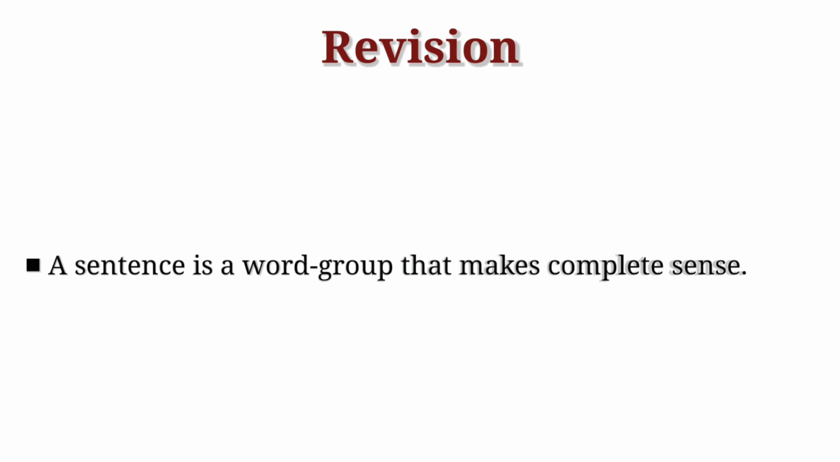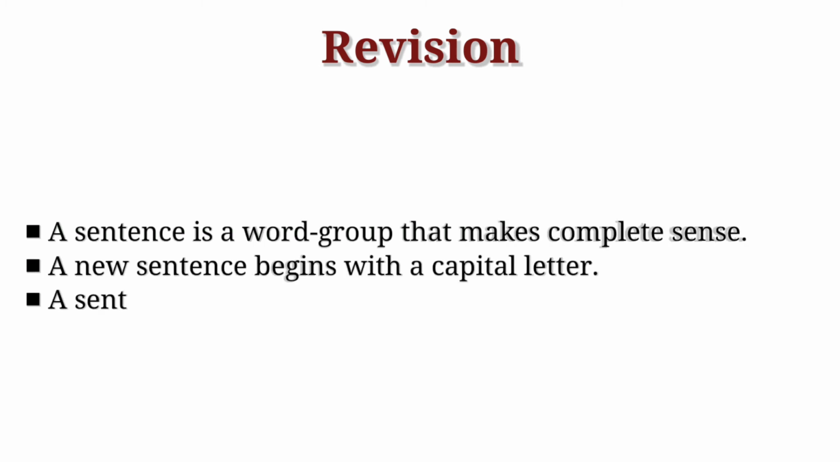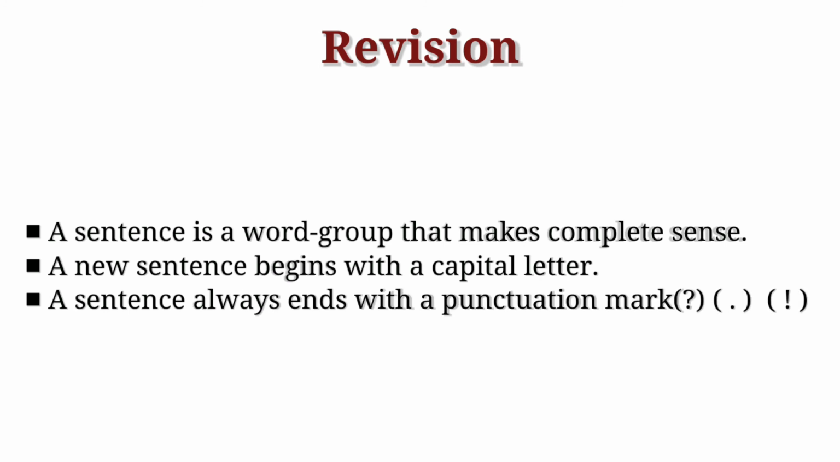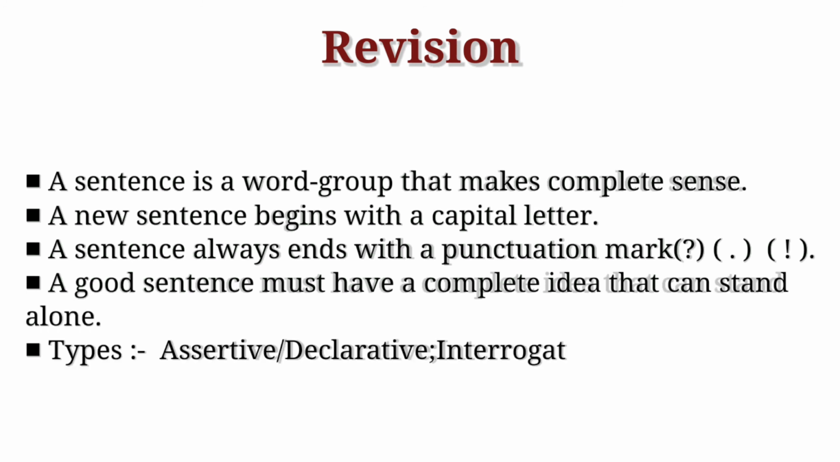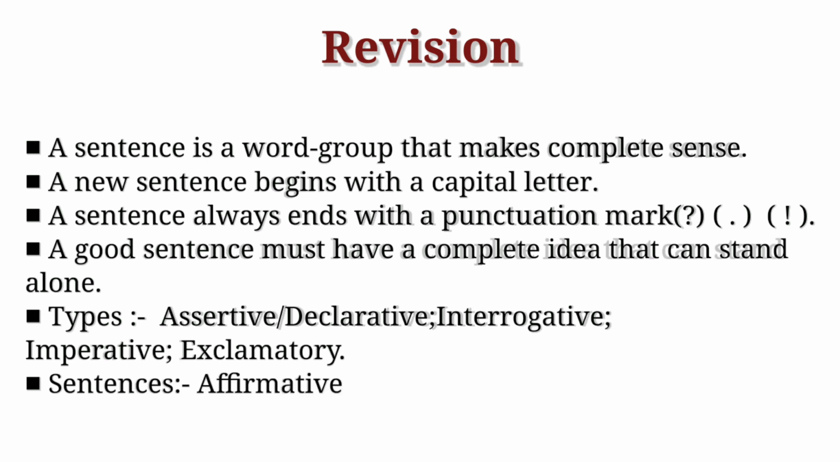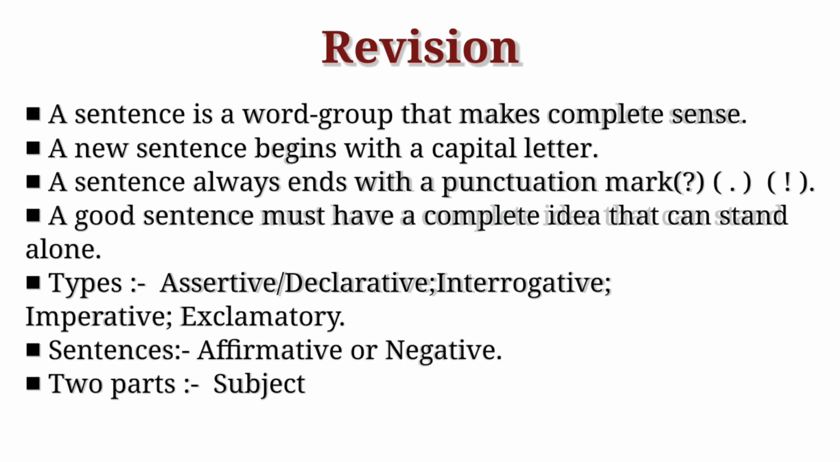Let's revise. A sentence is a word group that makes complete sense. A new sentence begins with a capital letter. A sentence always ends with a punctuation mark. A good sentence must have a complete idea that can stand alone. The four types of sentences are assertive or declarative, interrogative, imperative, and exclamatory sentences. Sentences are also in the form of affirmative or negative. Sentences consist of two parts, a subject and a predicate.